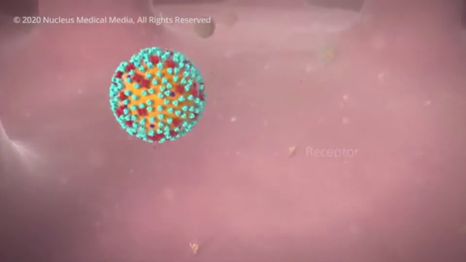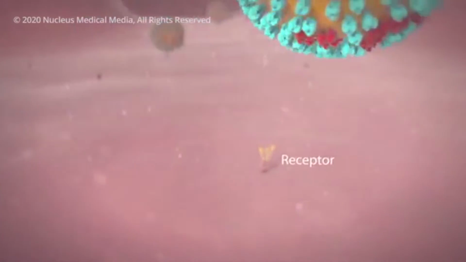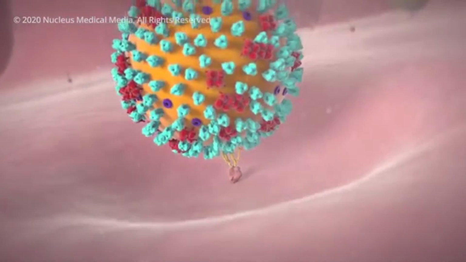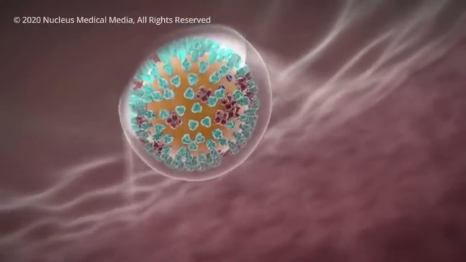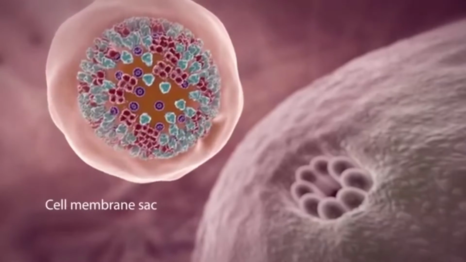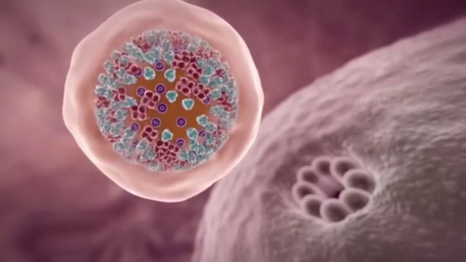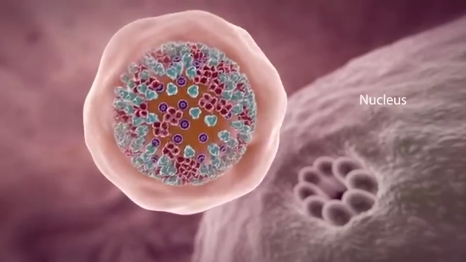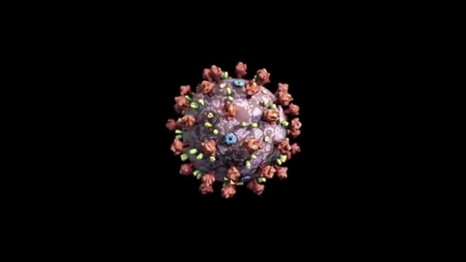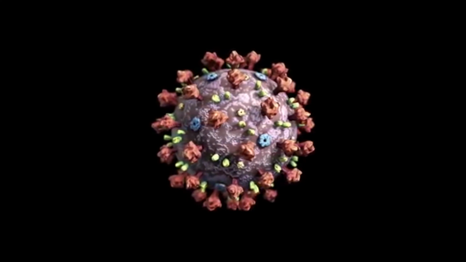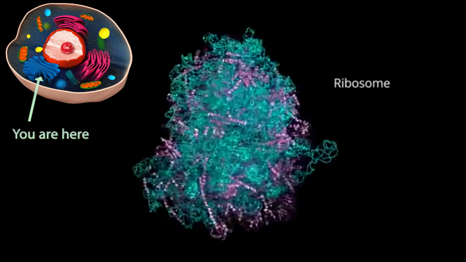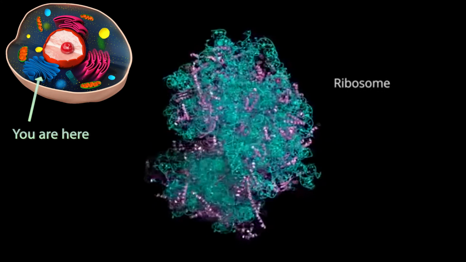One spike on the virus inserts into a receptor molecule on your healthy cell membrane like a key in a lock. This action allows the virus to get inside your cell. A typical flu virus would travel inside a sac made from your cell membrane to your cell's nucleus that houses all its genetic material. The coronavirus, on the other hand, doesn't need to enter the host cell nucleus. It can directly access parts of the host cell called ribosomes.